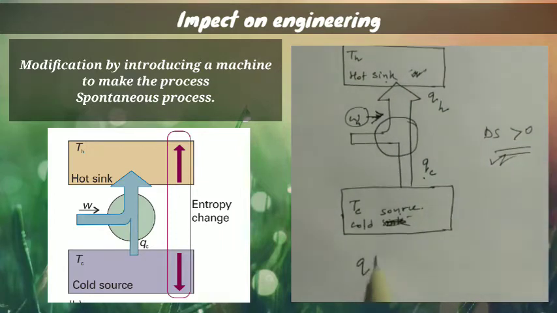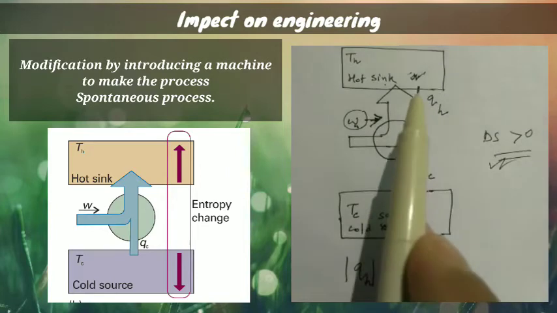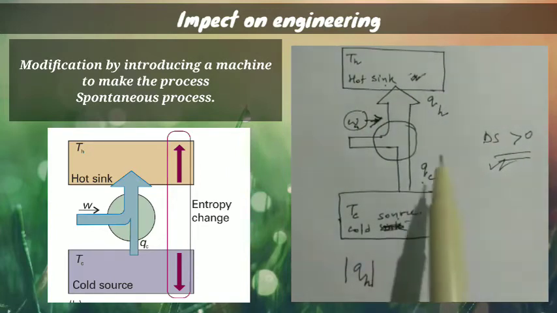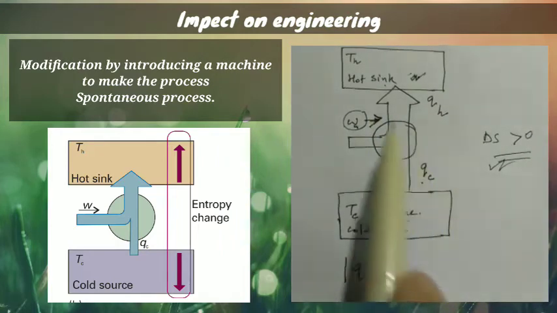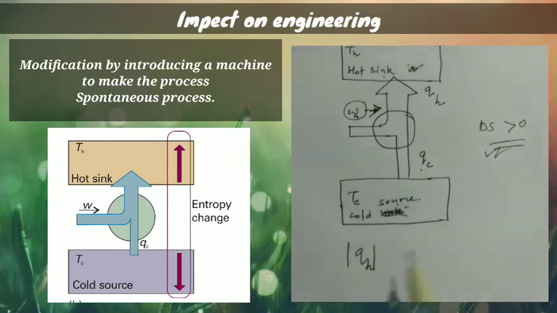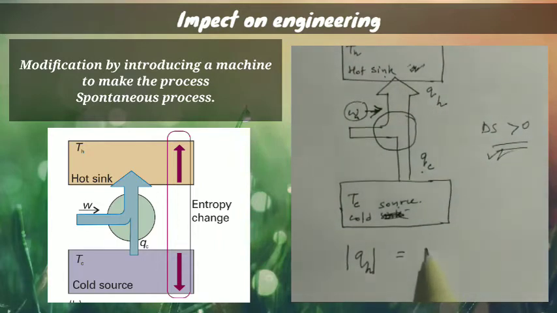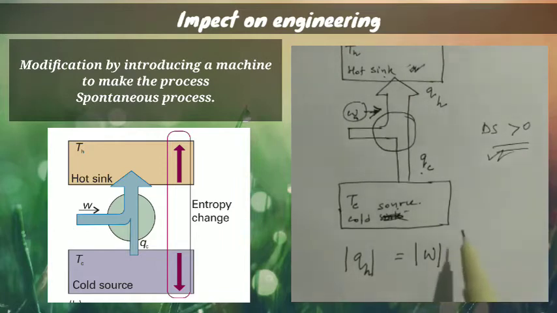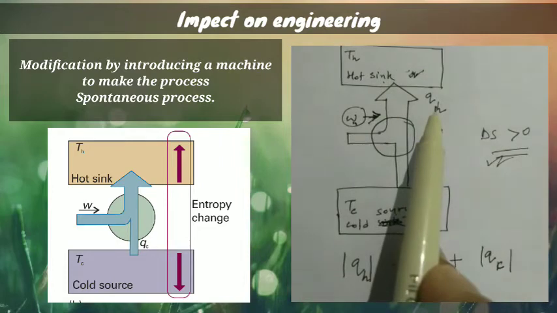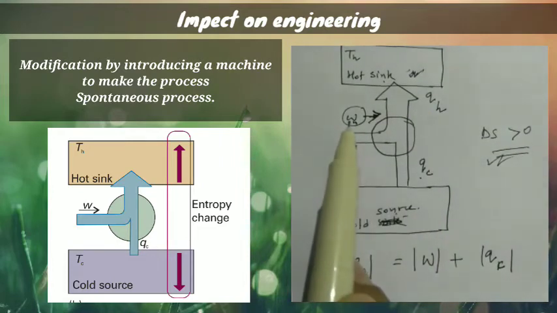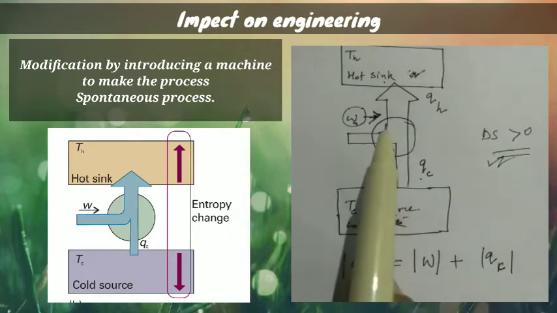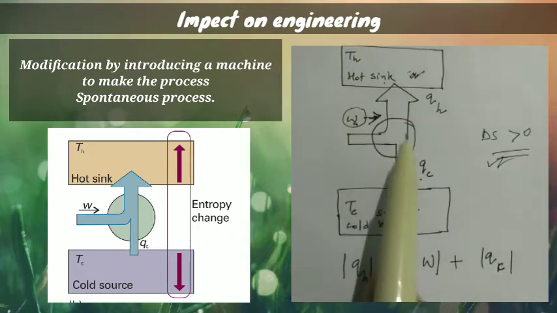So here QH amount of heat we are going to introduce. Since we are going to introduce this by removing this amount of heat and this amount of work, that means QH is equal to W plus QC. Understand? The QH amount of heat is equal to the W, which is the work we have done to that machine to remove the QC.